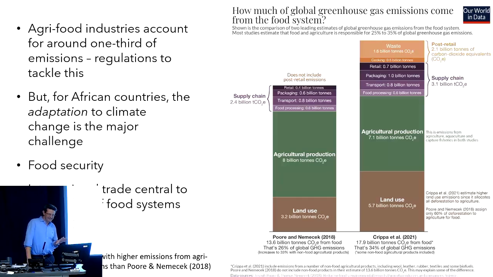The emissions, I just want to put this up, this is the kind of stuff that's talked about mainly, which is about how much emissions are coming from agriculture, mainly from production, and therefore we must reduce emissions from agricultural production. This is from land use and from things like fertilizer, okay? But this is not the major issue for most African countries, which is about adaptation.